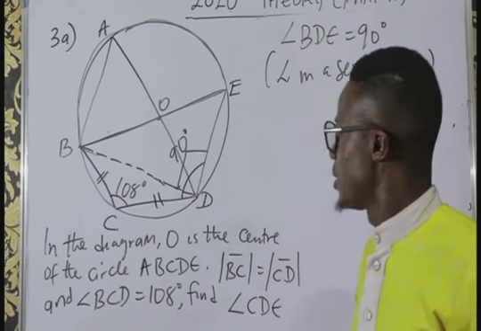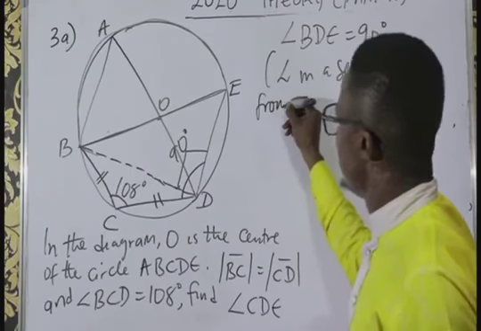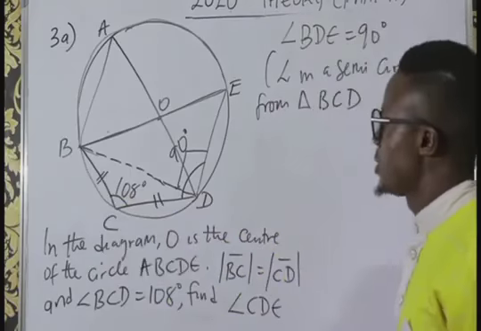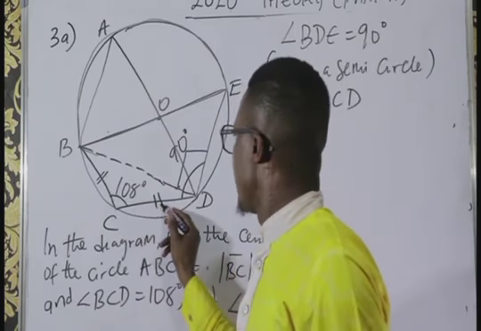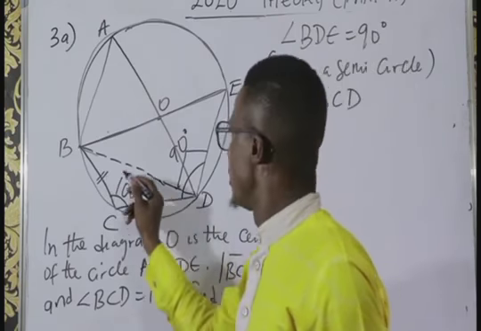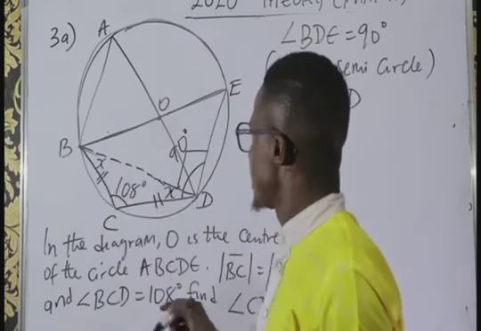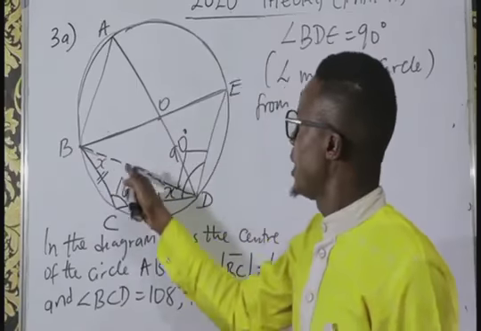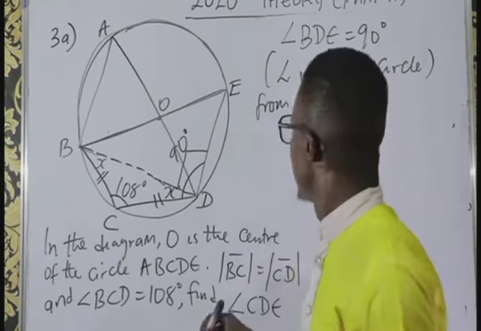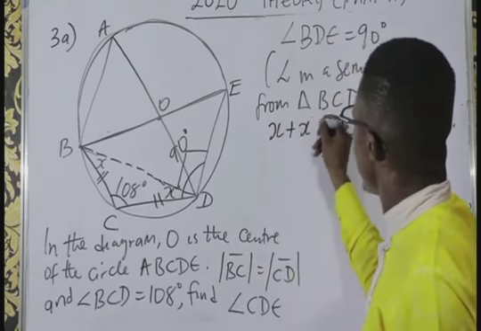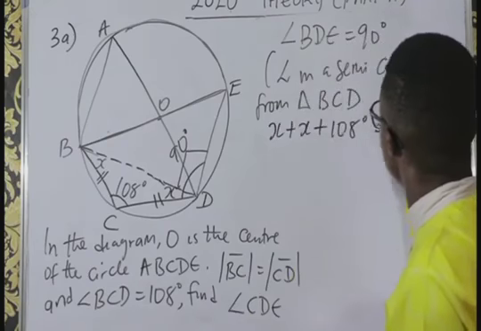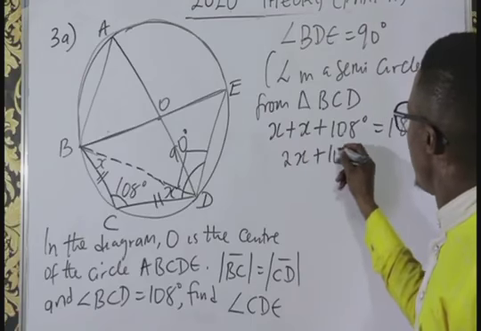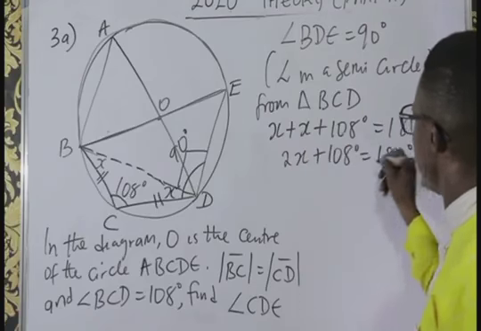Reason, angle in a semicircle. But consider triangle BCD. If you consider it, you see that this side and this side are equal, therefore this is an isosceles triangle. I can call here x and can call here x. Since it is an isosceles triangle, the base angles are equal. Therefore, the sum of the angles here is equal to 180 degrees. I can write x plus x plus 108 degrees equals 180 degrees. x plus x is 2x plus 108 degrees equals 180 degrees.